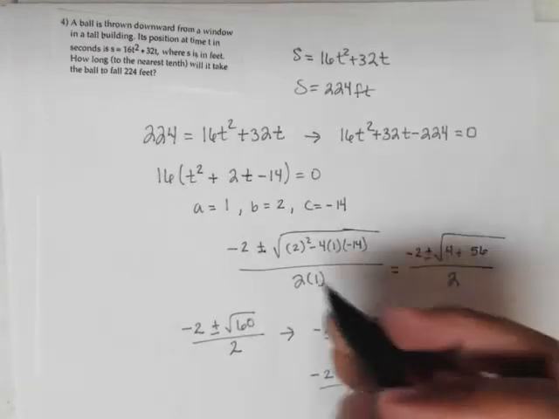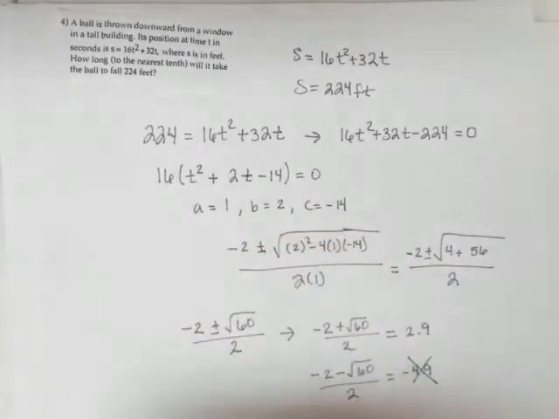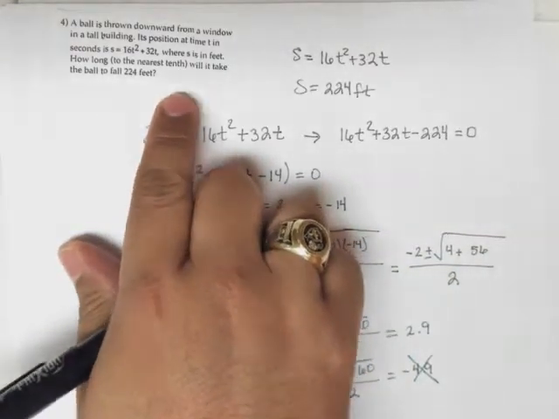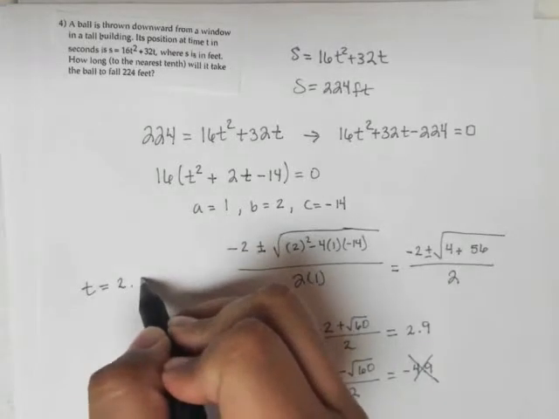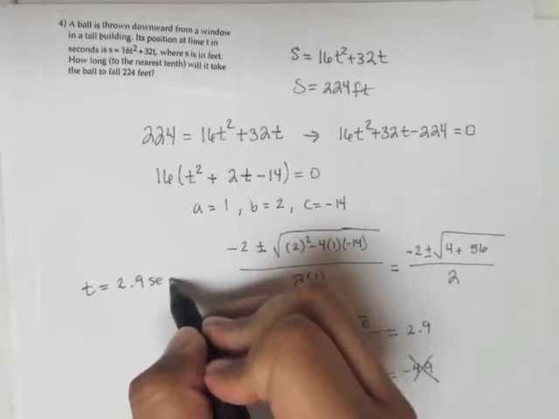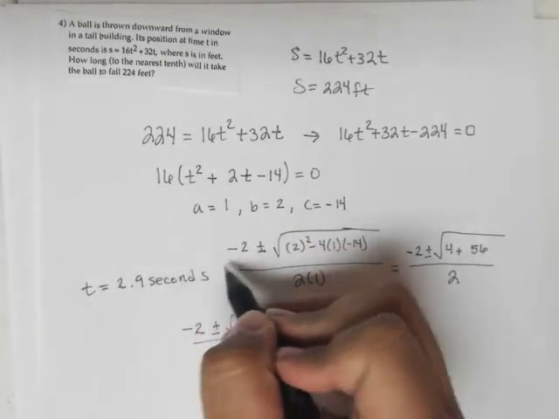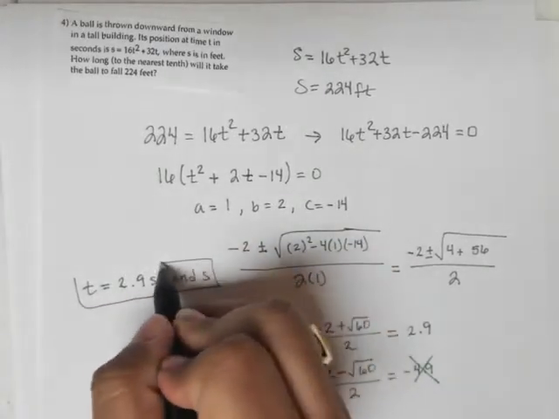So what is the answer to the question? How long will it take for the ball to fall 224 feet? The time that it will take is 2.9 seconds. So there is the answer to this application problem.